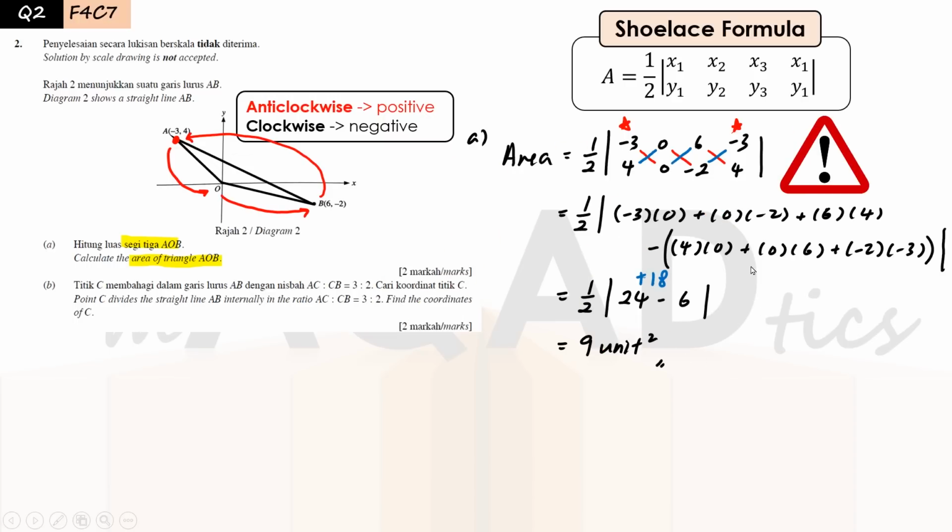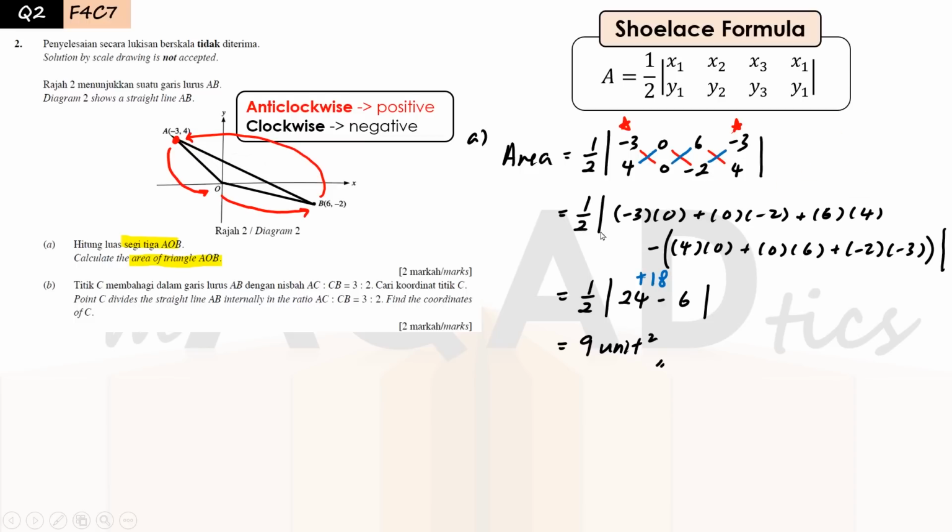And just to let you know that this part will contribute 1 mark. Alright, and as you know, 1 mark is also very important in Addmath, so please do write out this working for every single value here, because we want to prove that the way we multiply is correct.